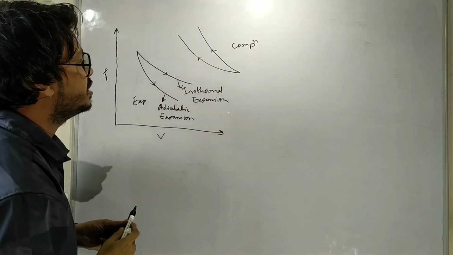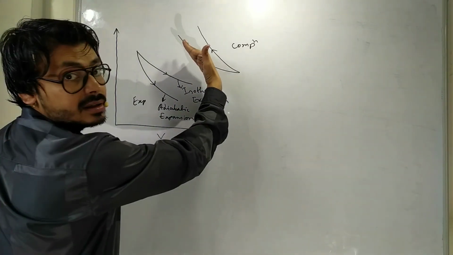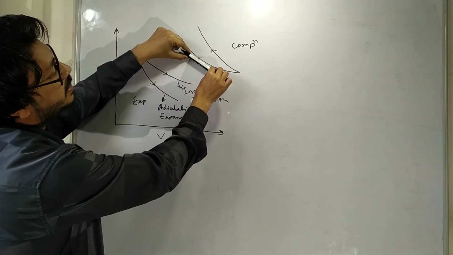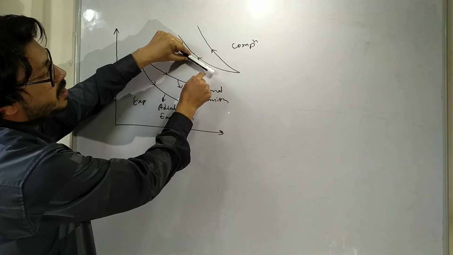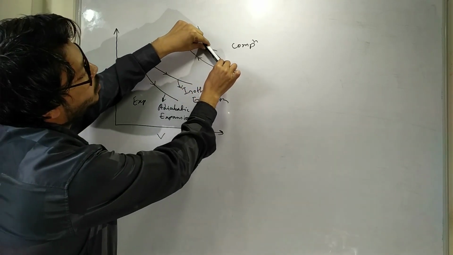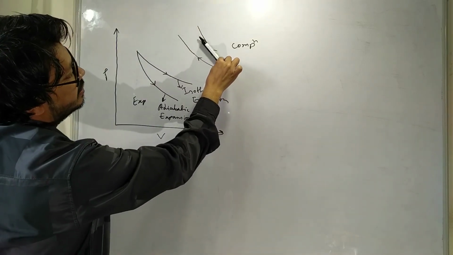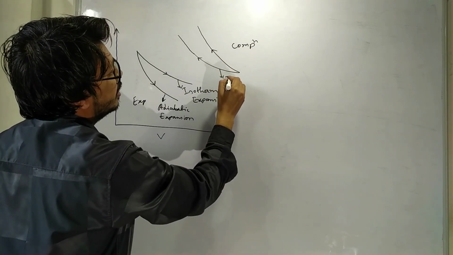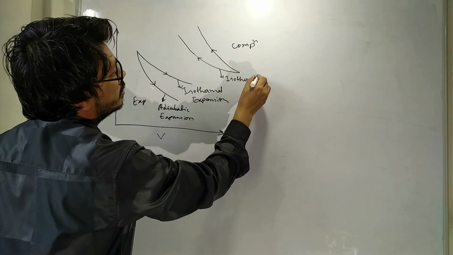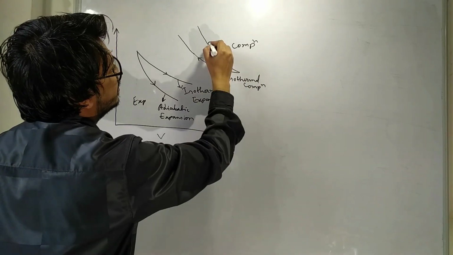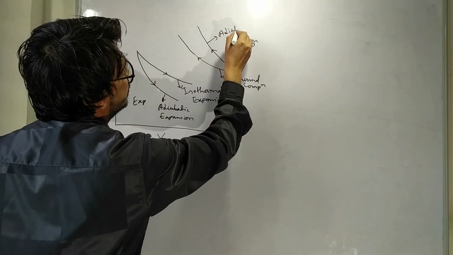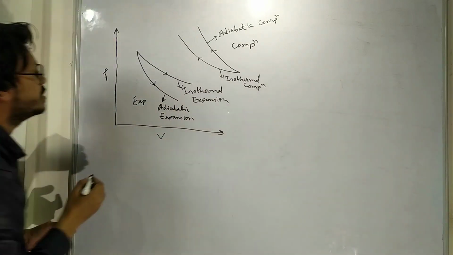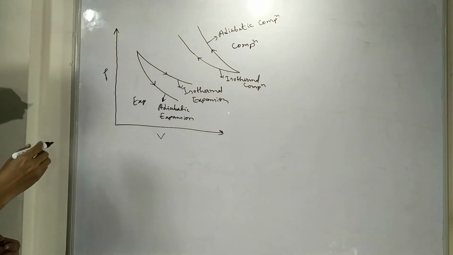Now for this case, compression, this is the slope and this is the slope for this one. See, it is clear from the graph that this slope is less because it is making a less angle theta compared to this one. This is a greater angle and this is a less angle. So this is isothermal compression and this is adiabatic compression. So this is the difference between the curves of the adiabatic and isothermal processes.